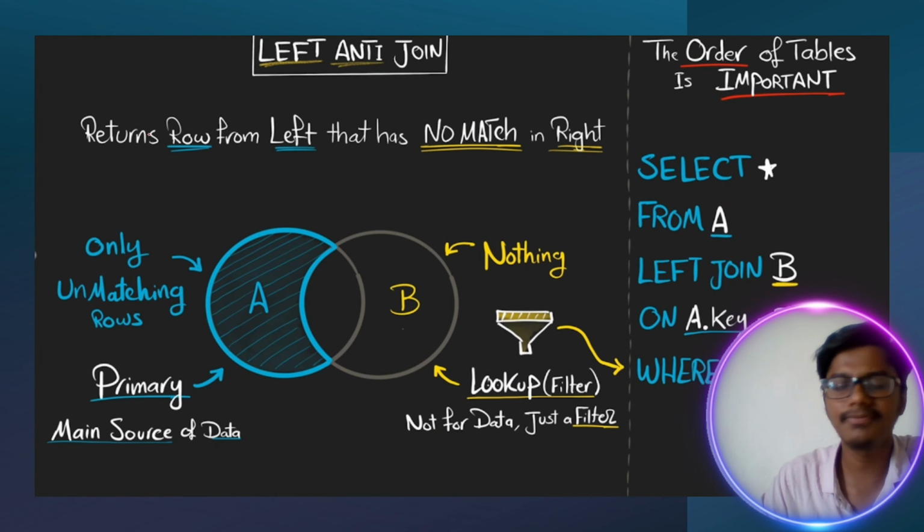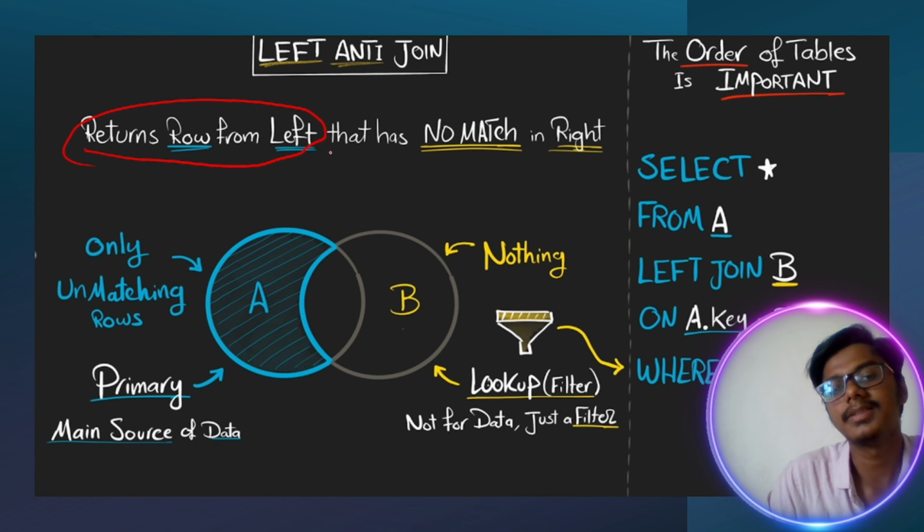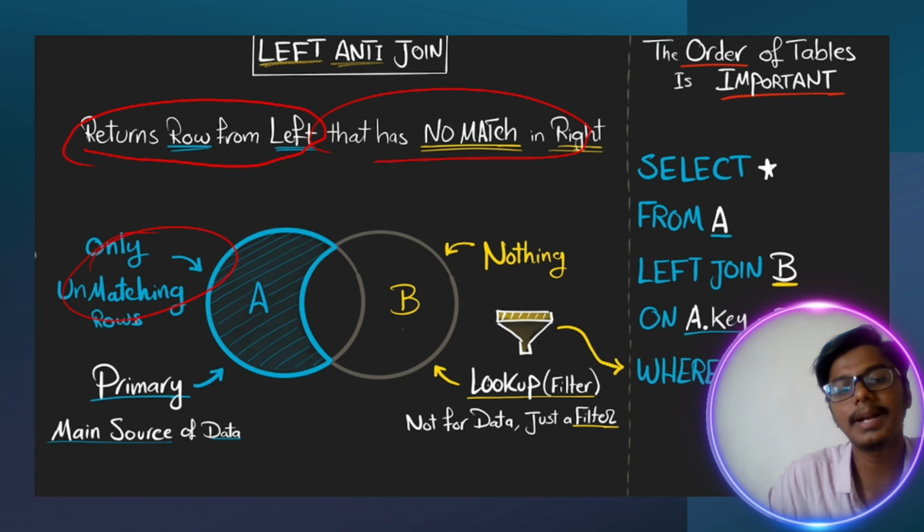What is meant by the left anti join? It returns rows from the left that have no match in the right. Only the unmatching rows. Anti is nothing but the opposite, right? We want to see only the unmatching rows. This is my primary table and this is my secondary table.